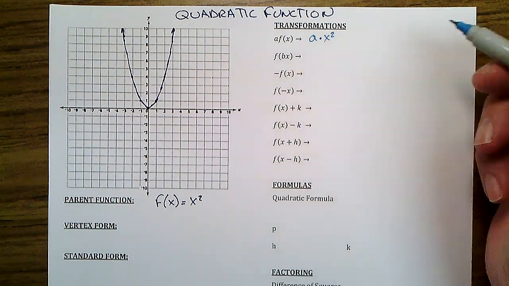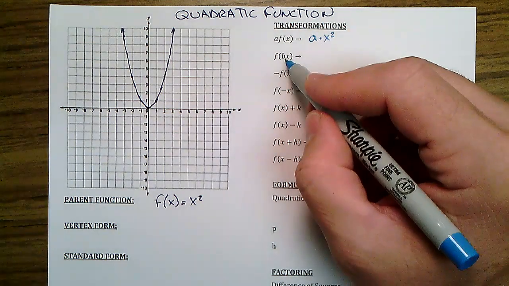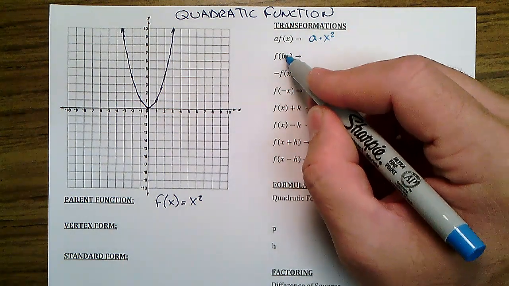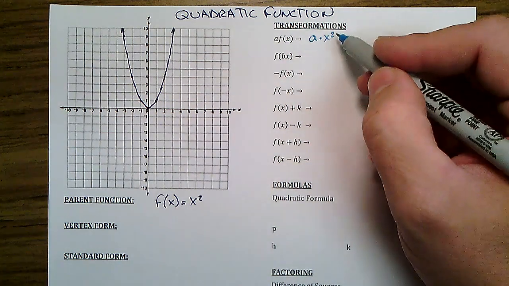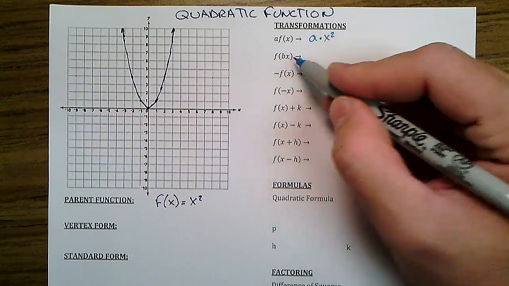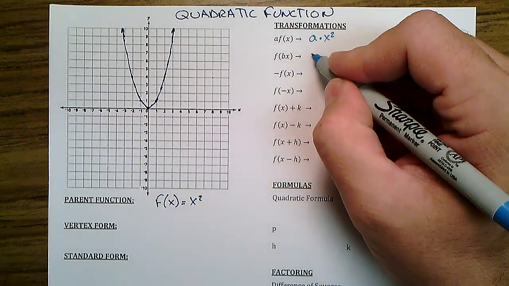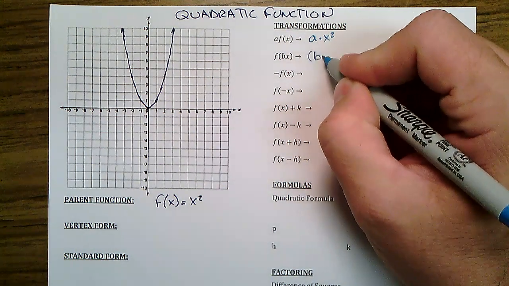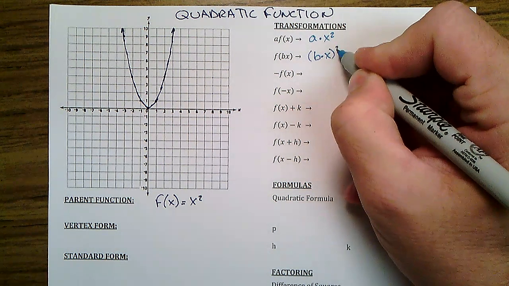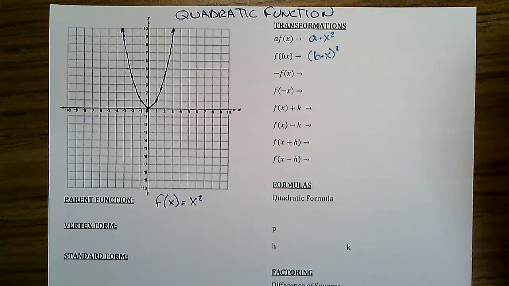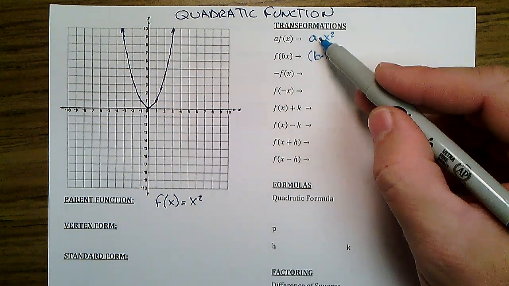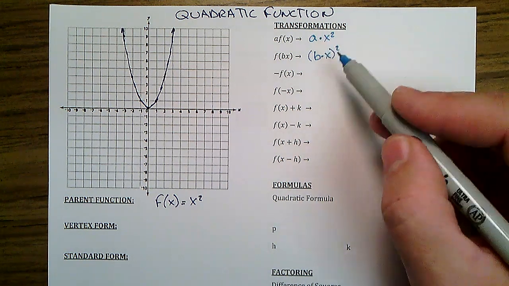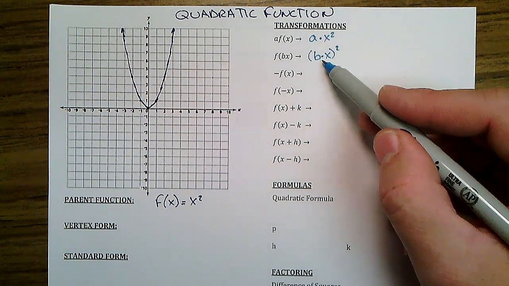F of bx, inside the parentheses, whatever transformation's inside the parentheses, we have to put it inside and replace our x with this new piece. So this is going to be parentheses b times x squared. Remember, so this is our vertical stretch or compression, and this is our horizontal stretch or compression.